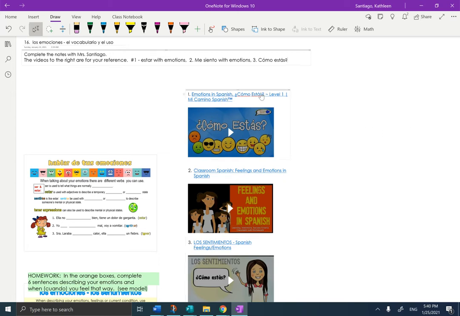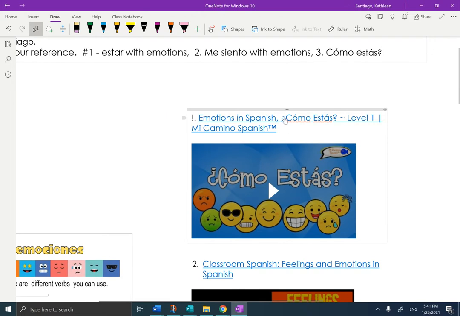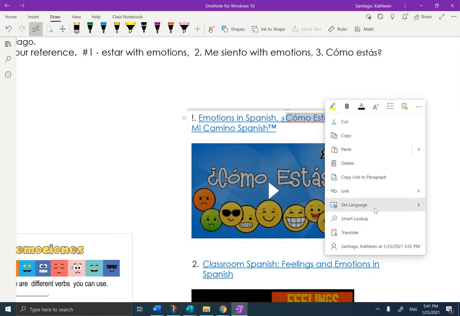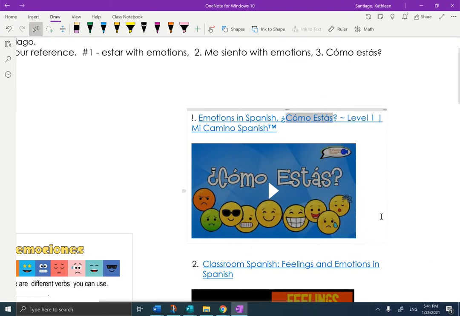By the way, when it comes up with a red underline, that is saying it is not good Spanish. If I highlight it and right click, I can change the language to Spanish and it'll eliminate the red. You know how I don't like that. Okay, so here we go.